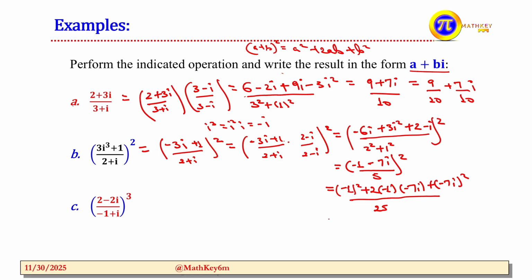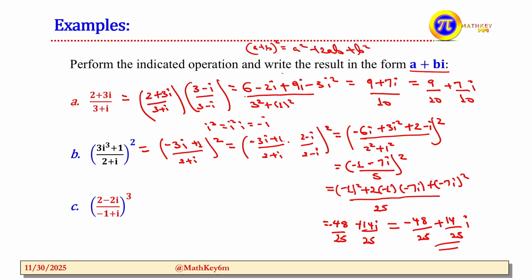After that, collect real with real, imaginary with imaginary. Negative 1 squared is 1. Negative 7i squared is negative 49. Negative 49 plus 1 equals negative 48. Twice of this, negative times negative is positive, becomes 14i. Divide by 25 means divide this by 25, and divide this 14 also by 25, which equals negative 48 over 25 plus 14 over 25 i, with the imaginary part. So we can express or perform in such forms.